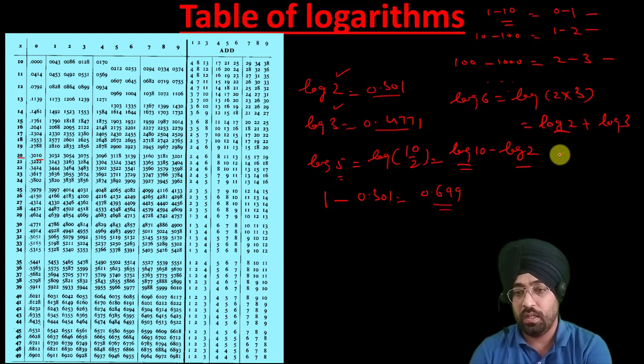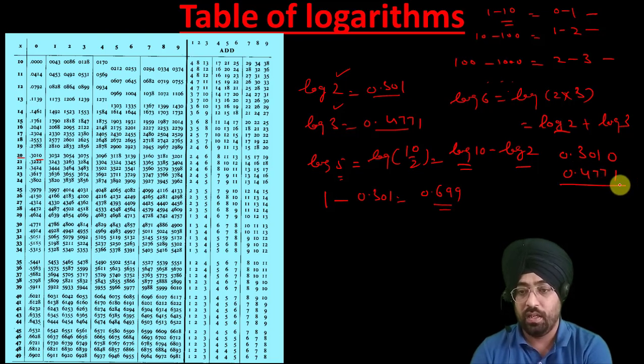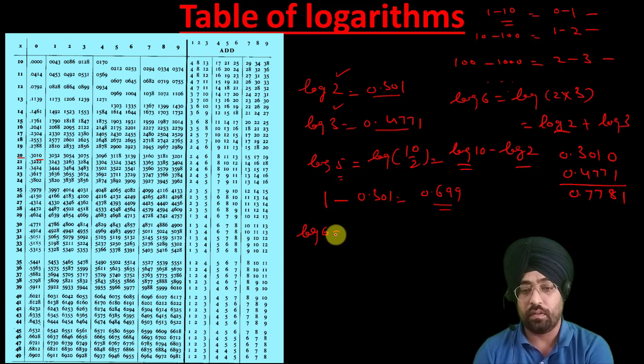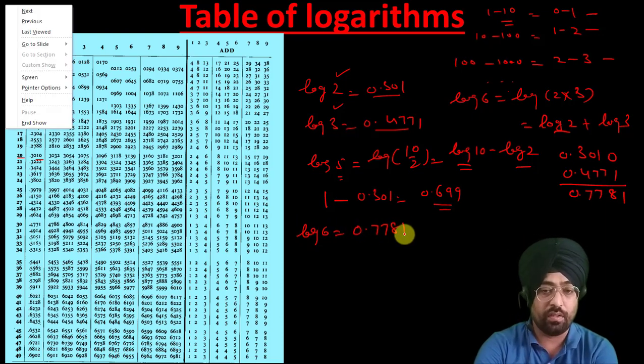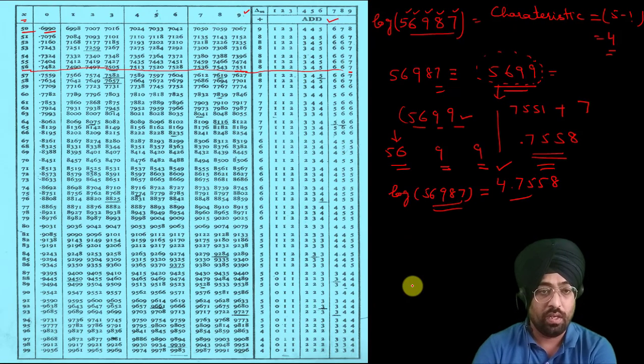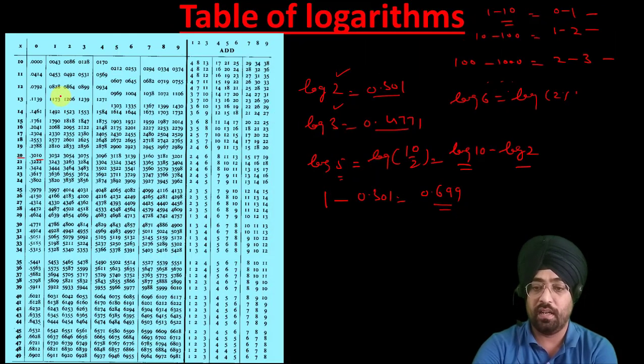Log 2 is 0.301, log 3 is 0.4771. If you add them, we get 0.7781, so log 6 is 0.7781. You can check from this log table. Once again we can check from this log table. Log 6 is here 0.7782, and we get 0.7781.